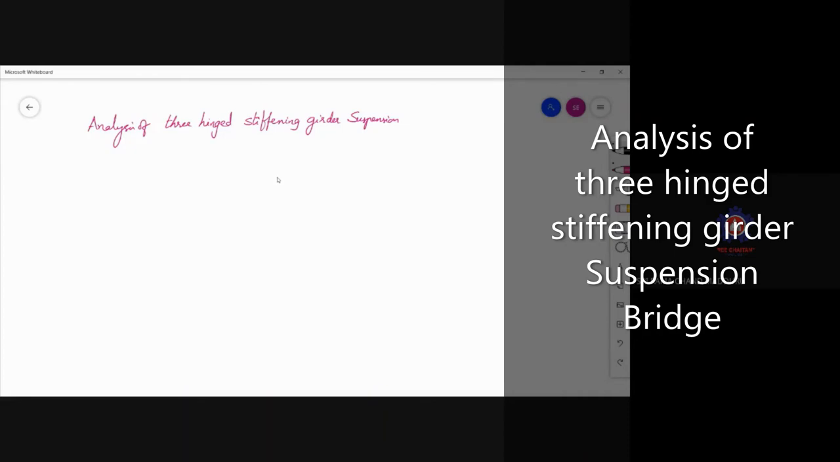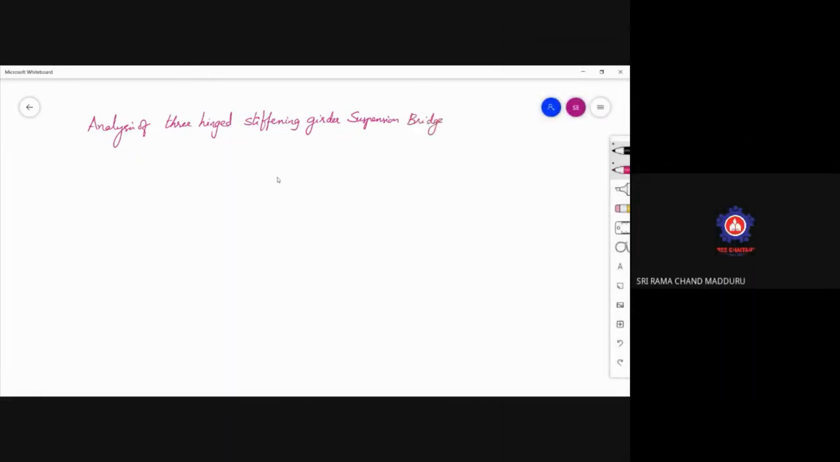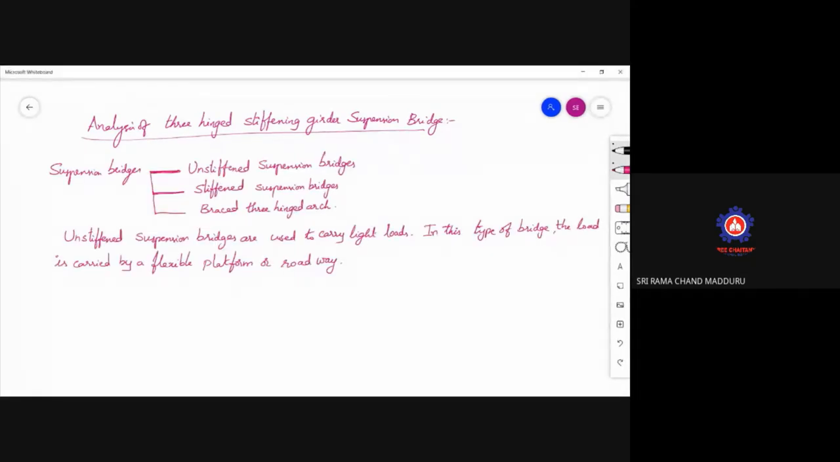So till now, what we have seen is only the cable profile. Now we have to understand the difference between unstiffened girder as well as stiffening girder. The types of suspension bridges are unstiffened suspension bridges, stiffened suspension bridges, and braced three-hinged arches. We will see the difference one by one. Unstiffened suspension bridges are used to carry light loads.